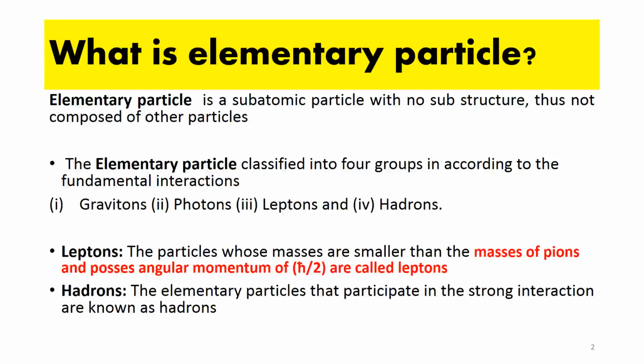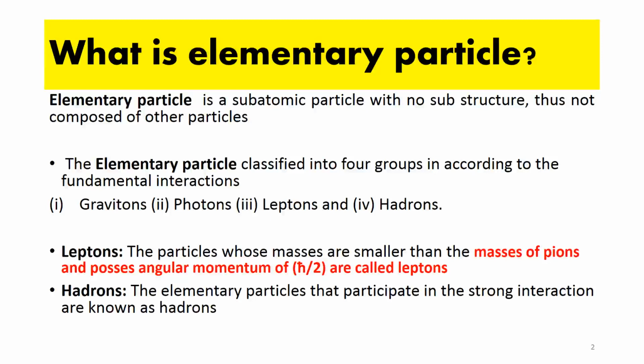Based on the types of interaction in nature, the elementary particles are classified into four types: gravitons, photons, leptons and hadrons. There are four types of interactions possible in nature. Those are gravitational interaction, electromagnetic interaction, weak interaction and strong interaction.